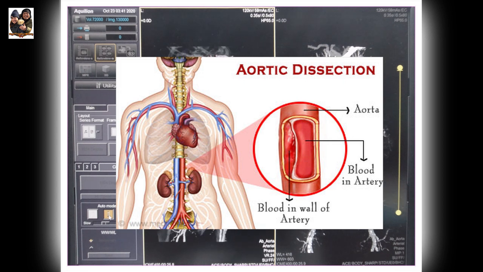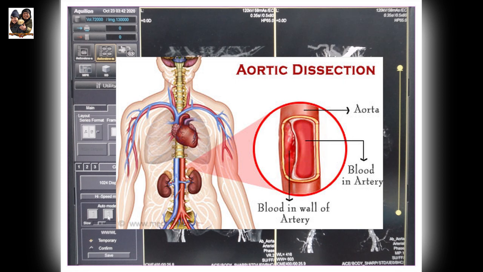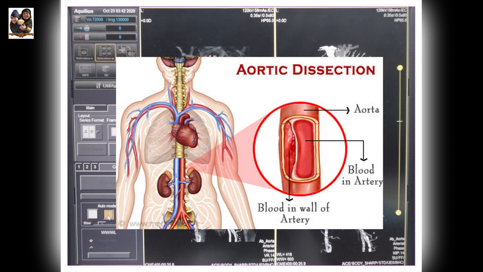Aortic dissection happens when the inner layer of the aorta tears, letting blood in where it usually doesn't go. This causes the inner and middle layers to separate or dissect. If blood bursts through the outer wall of your aorta, it's life-threatening and needs immediate repair.